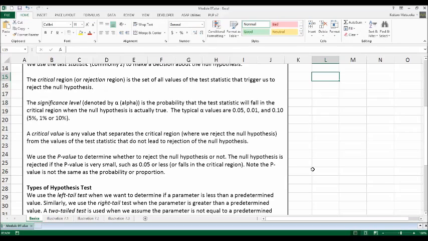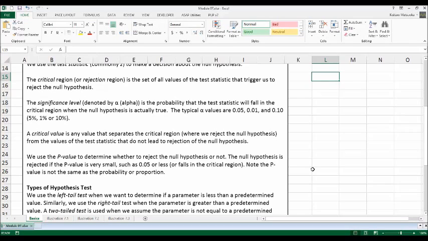But before we get there, you have to know one thing: the significance level, which is denoted by alpha. It's the probability that the statistic will fall in the critical region when the null hypothesis is actually true. For you, that means typically the alpha value is 0.05, 0.01, or 0.10, which equates to 5%, 1%, or 10%.